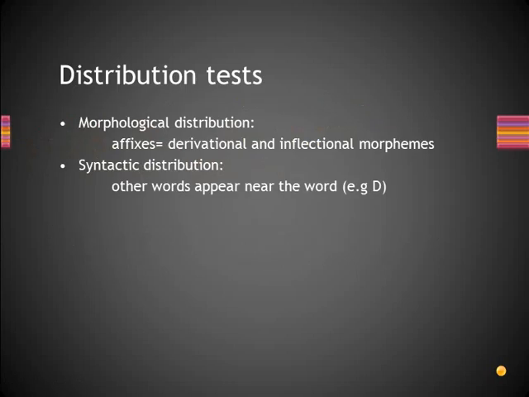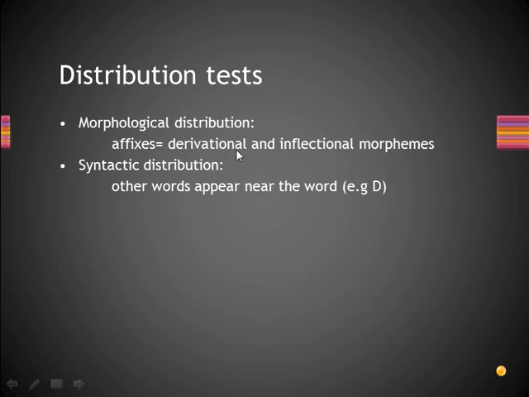Okay, so in knowing the part of speech we can do distribution tests. A distribution test is about testing the words by their morphological distribution and syntactic distribution. What is morphological distribution? It's about affixes. As you have learned in your morphology class, there are two kinds of affixes, derivational and inflectional morphemes. I hope you still remember.